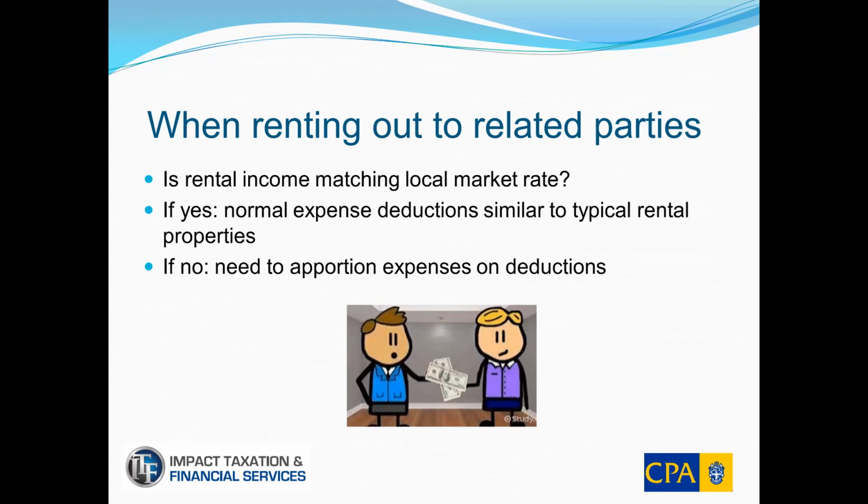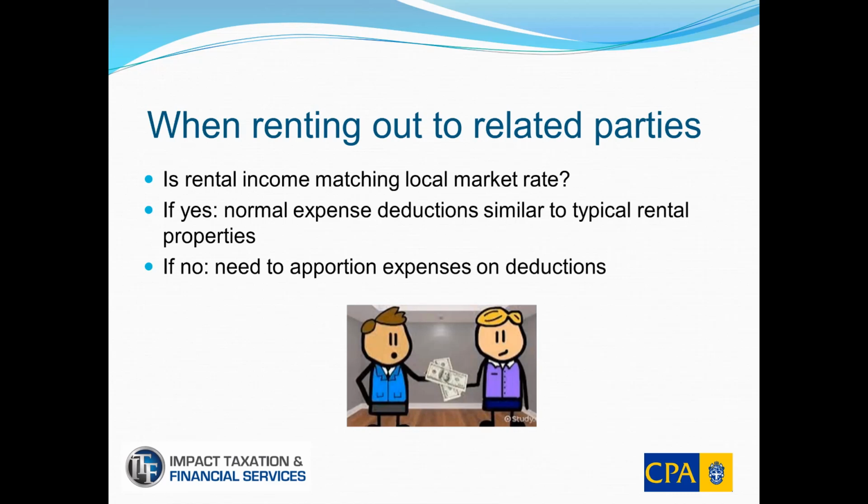Clients might have a property, an apartment that's rented out to siblings or parents. How can they report their tax on those properties? The first thing they need to look at is the rental income they're earning from the tenant. Is it matching the market rate in the same suburb? If it's matching, then it's going to be very similar to a typical rental property.